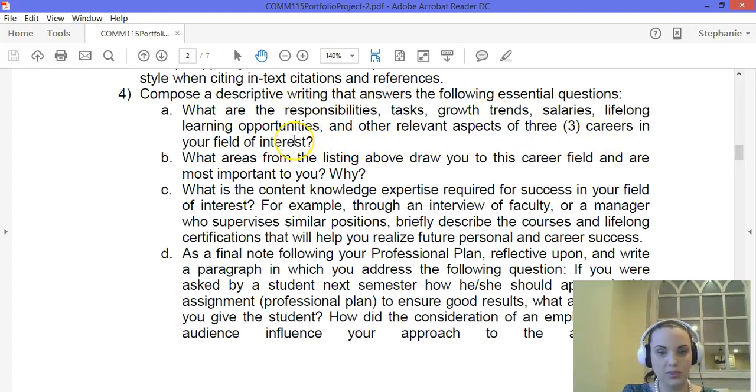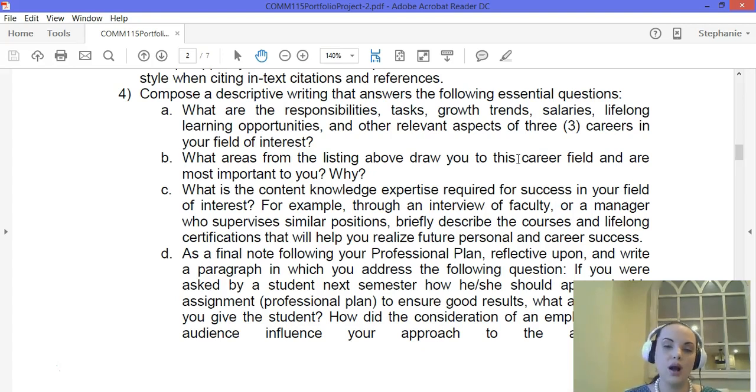So whatever it is you want to discuss, after you discuss 3 careers that you could focus on from your program of study, and you've discussed the responsibilities of those careers, the tasks, the growth trends, the salaries, the lifelong learning opportunities, and all those different things, you're going to want to talk about what drew you to this career field. Why did you choose these careers in this field of interest? Why did you choose to become a medical biller and coder? Why did you choose to major in business? Why did you choose the 3 specific careers that you're discussing in this paper? That's where you're going to talk about that.